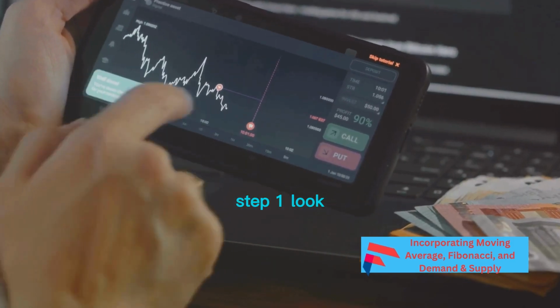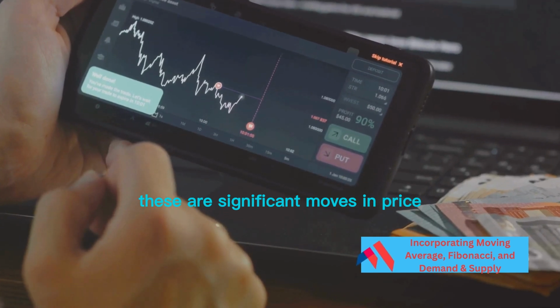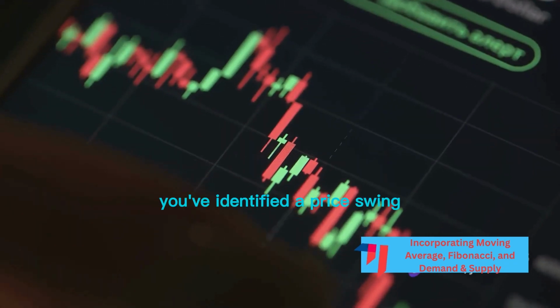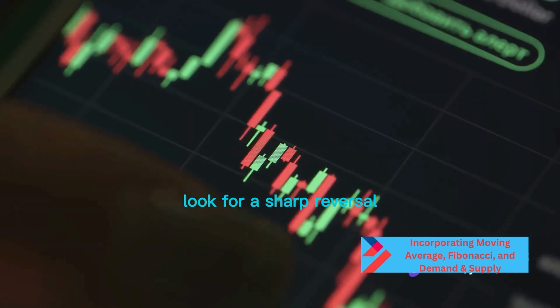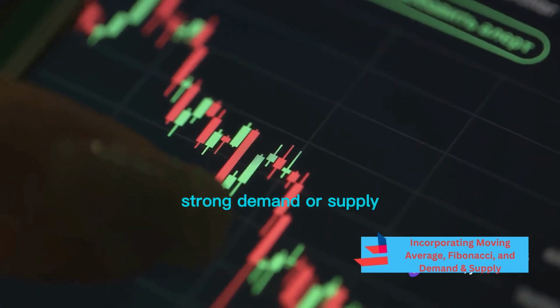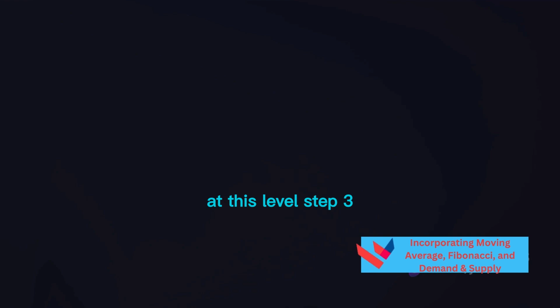Step 1. Look for price swings. These are significant moves in price, either up or down. Step 2. Once you've identified a price swing, look for a sharp reversal. This indicates a strong demand or supply at this level. Step 3. Draw your zone.